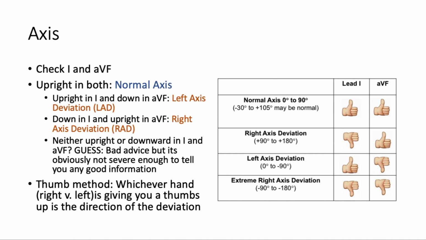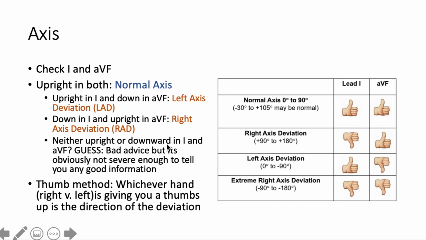So if it's upright in both, you're looking at more of a normal axis. If it's upright in one and down in AVF, then the hand with the thumbs up is going to be the side that it's deviated to. We'll go over this on the next slide, but for example, in that case, my left hand is thumbs up. You can see here. So it's a left axis deviation. Same thing for right, but it's opposite.